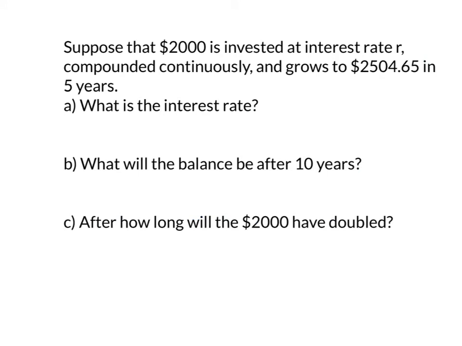All right, suppose that $2,000 is invested at interest rate R. I should have put K right there because we're using K instead of R today. Compounded continuously and grows to $2,504.65 in 5 years. What was the interest rate? So I'm using P of T equals principal E to the KT power. I'm looking for K. So P of T means what you ended up with.